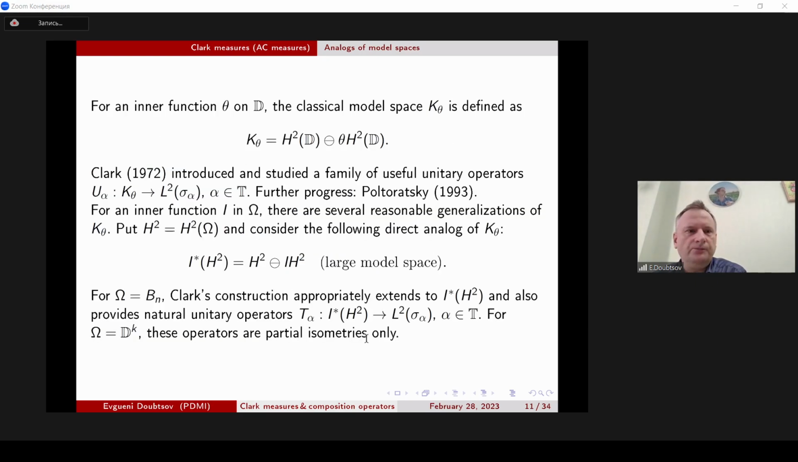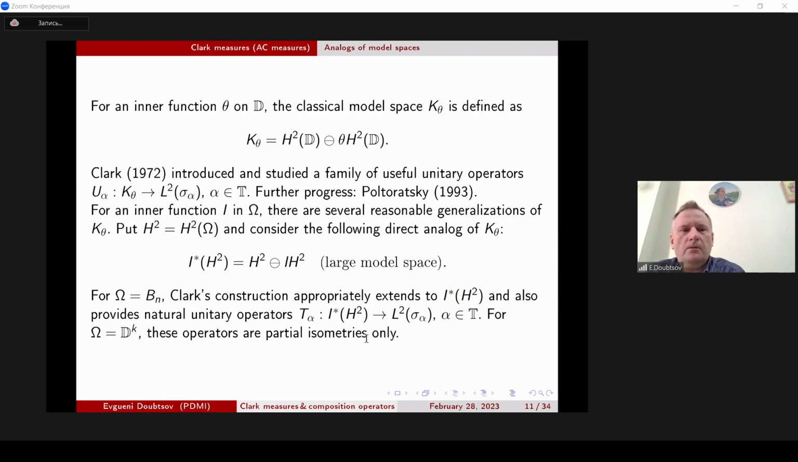Okay, and now if we consider an inner function, and in this case I use again a different notation, theta. This is the standard one for the unit disk, and just to distinguish two situations, of the unit disk and of several variables. So in this case, the model space K theta is the classical one. K theta is the standard notation. And this is defined as just the orthogonal complement of theta H2 in H2. So this is a Hilbert space, and we take just the orthogonal complement.